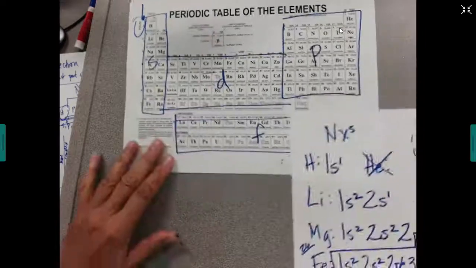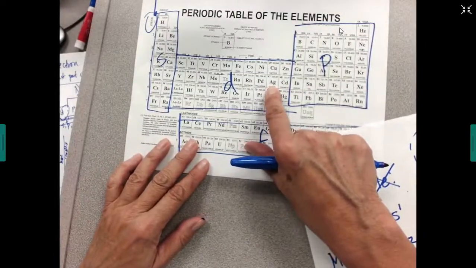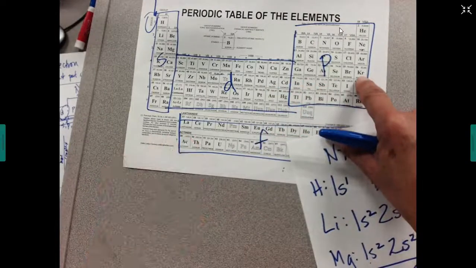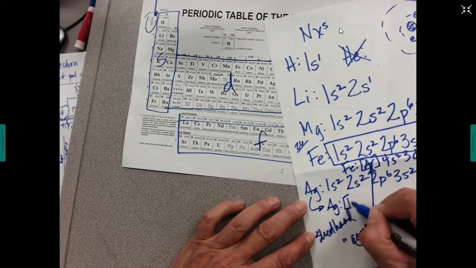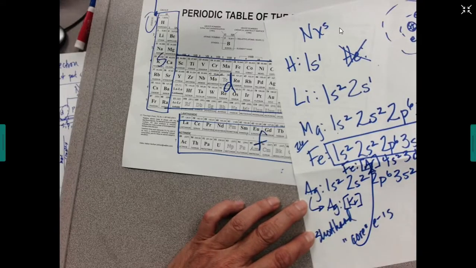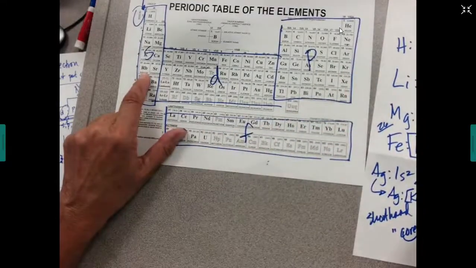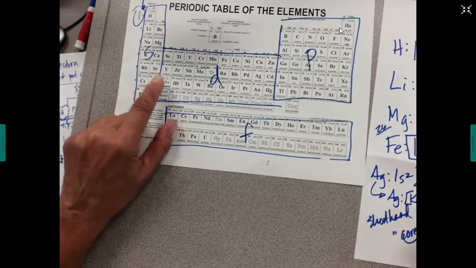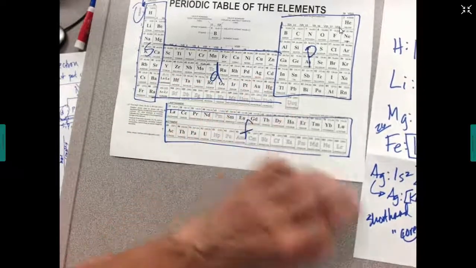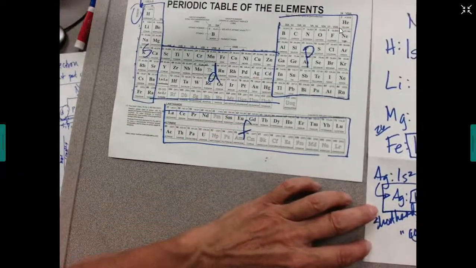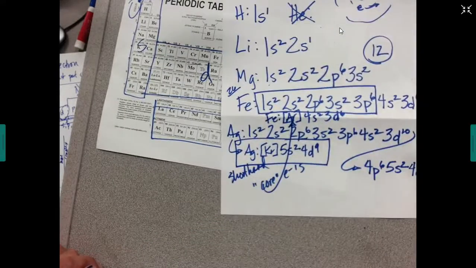Let's do the same thing for silver. Let's write the shorthand version for silver. Here's silver. The noble gas directly preceding silver is krypton. So in order to write the shorthand for silver, we would write Ag is just like krypton's core electrons, and then we have to write everything after krypton. So that is 5s2, 4d9. So there's the shorthand version for silver.